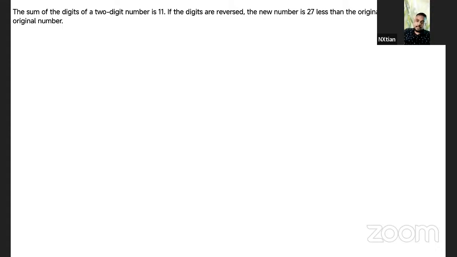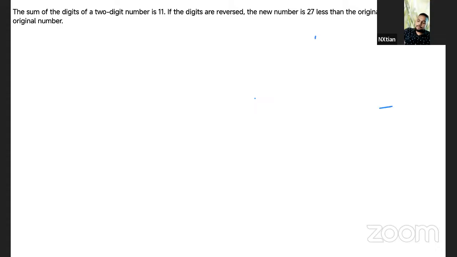Now, this is one of the most important questions, so you have to listen first. The question says the sum of the digits of a two-digit number is 11. See, what does this mean?